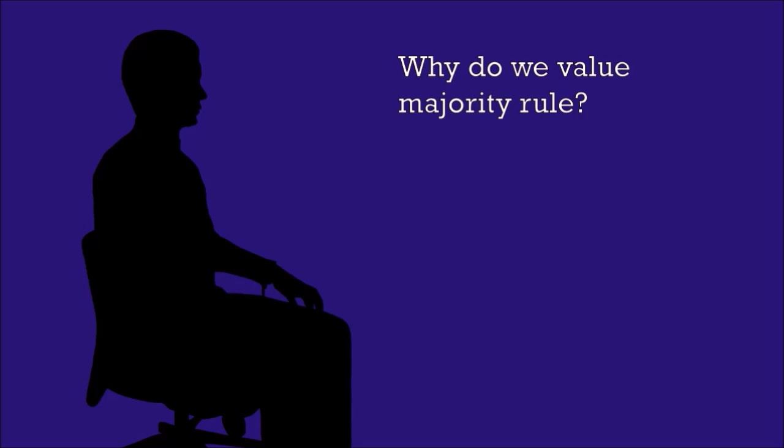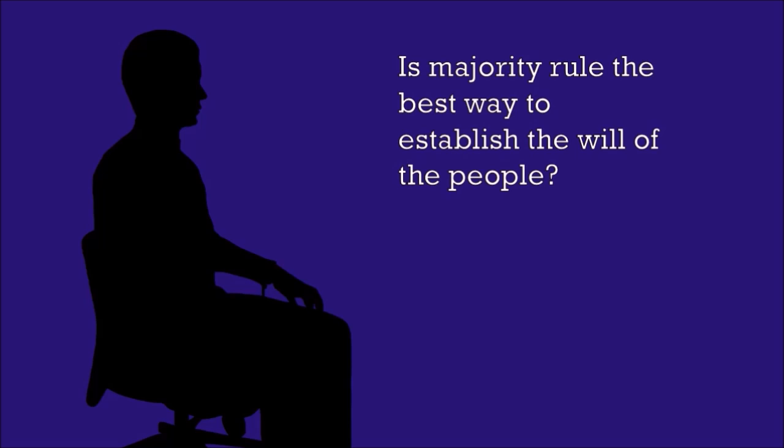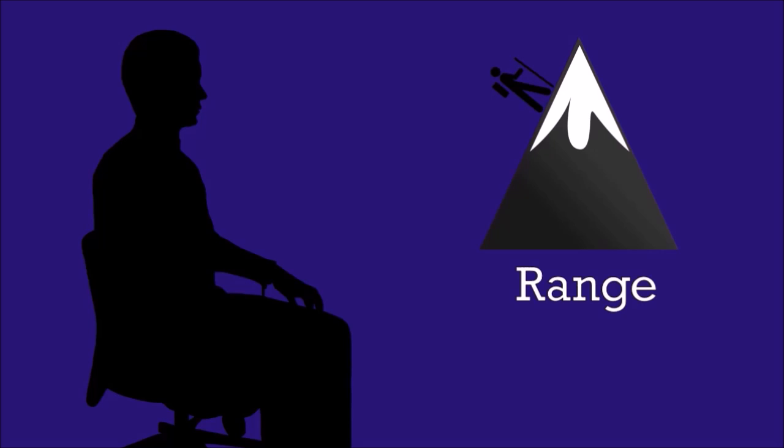We have to ask ourselves, why do we value majority rule? Is it an end in and of itself? I think it's quite clearly not an end in itself. It's a means toward the end of establishing the will of the people. So, next we ask ourselves, is majority rule the best way to establish the will of the people? Maybe it is, maybe it isn't. But as we investigate the virtues of voting systems which abandon majority rule, at the very least we should keep an open mind. And that brings us to the summit of our discussion today, range voting.